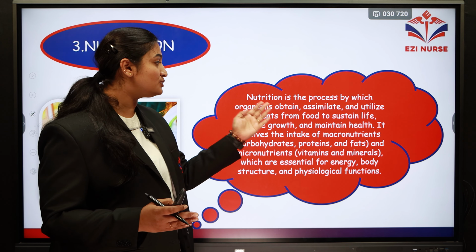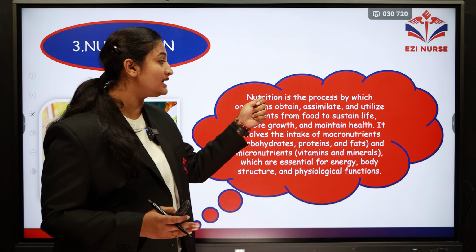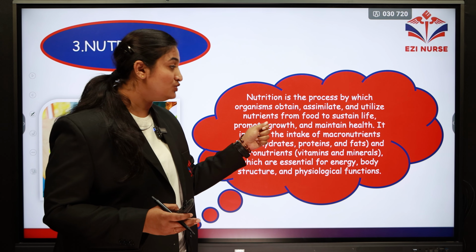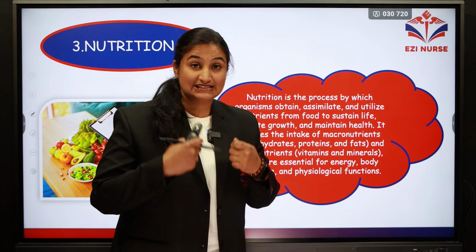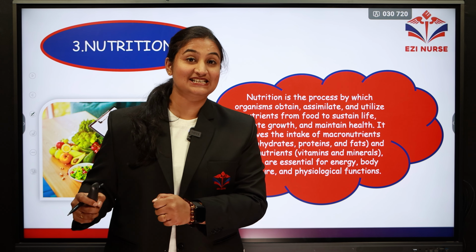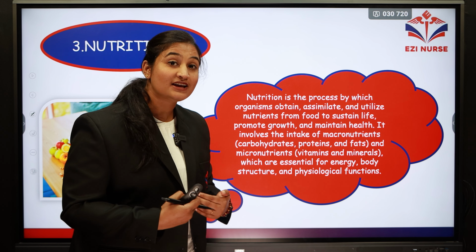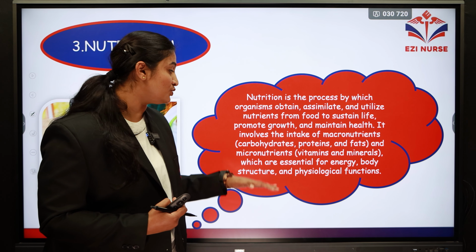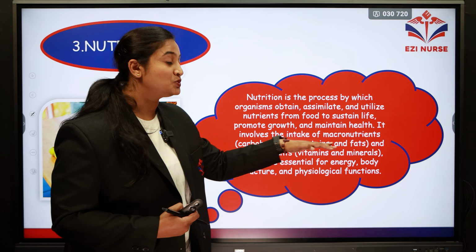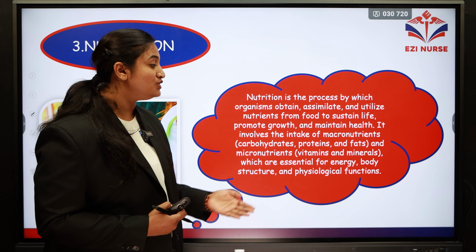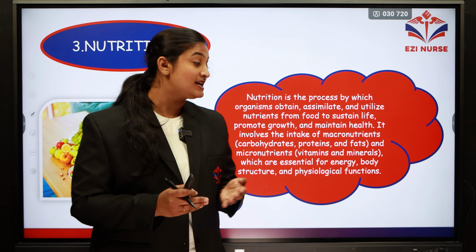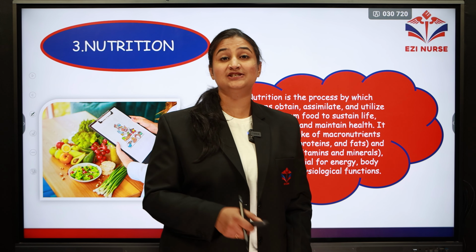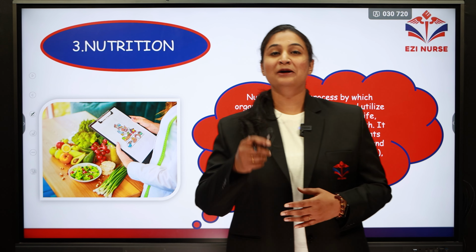So, nutrition is a process by which the organism obtains, assimilates and utilizes the nutrients from the food for sustaining life. We sustain our life because of intaking all these kinds of nutrients, and it involves the intake of macronutrients, carbohydrates, proteins and fats, and micronutrients as well, that is vitamins and minerals. In this way, the whole nutrition definition is structured in a beautiful manner.